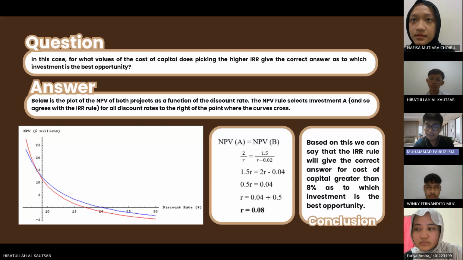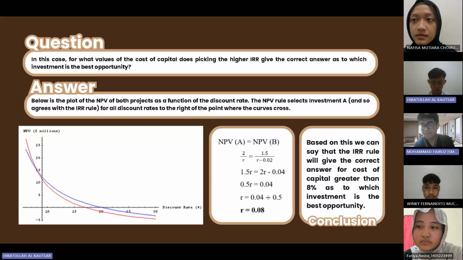So the conclusion is, for a cost of capital greater than 8%, the IRR rule gives the correct answer. In this case, investment A is the better opportunity whenever the cost of capital exceeds 8%, and vice versa. Next.